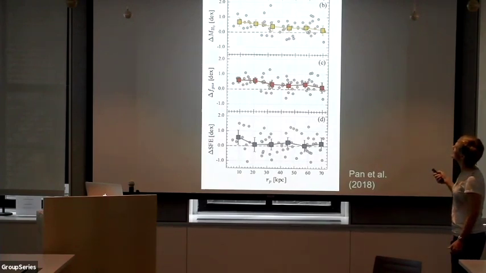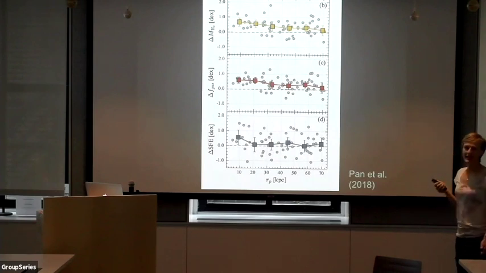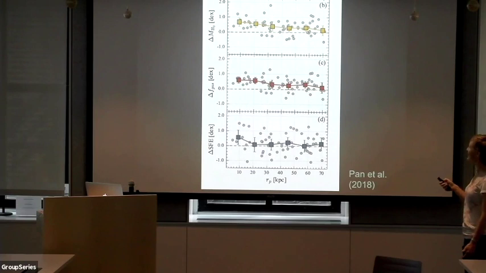So the individual data points are on here to kind of keep us honest, so you can see that there is a large scatter, but there's maybe a trend of this enhancement in the gas mass at closest separations. So the molecular gas seems to be more abundant in the pairs than in the control.